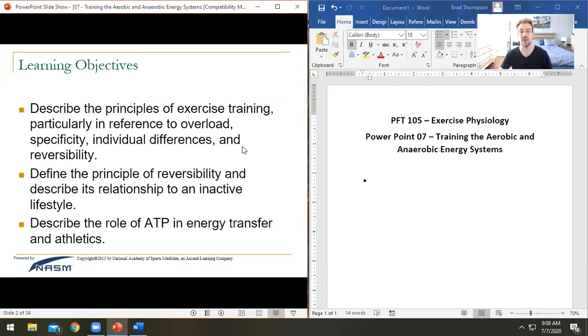So we want to be able to understand the principles of training: the principle of overload, the principle of specificity, the principle of individual differences, and then one extra one, which is the principle of reversibility. AKA, you need to be able to modify things if your client can't do something.